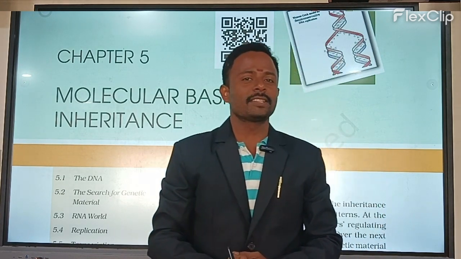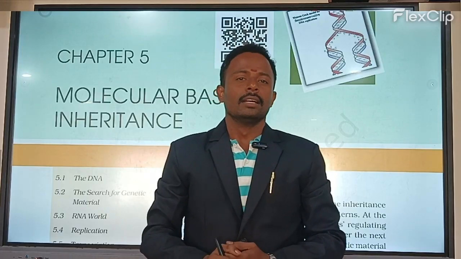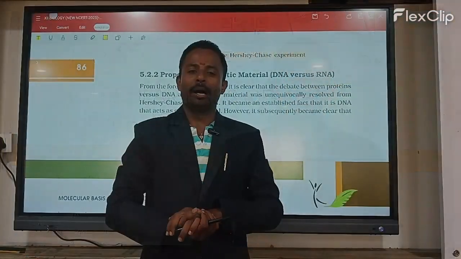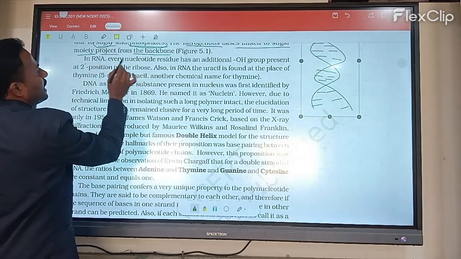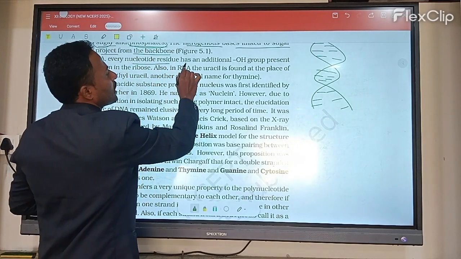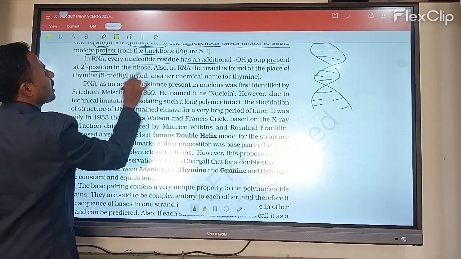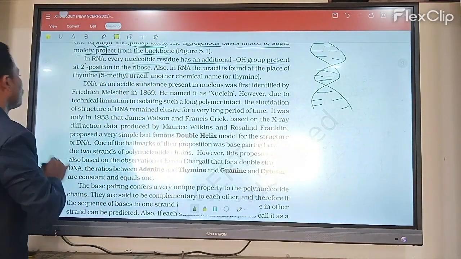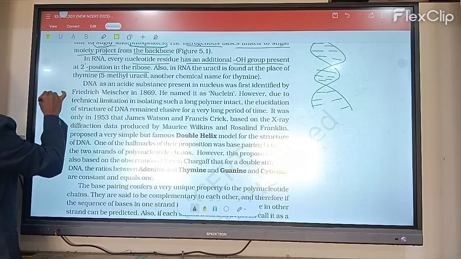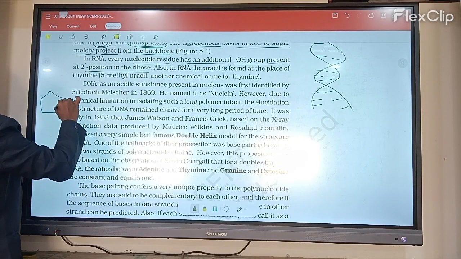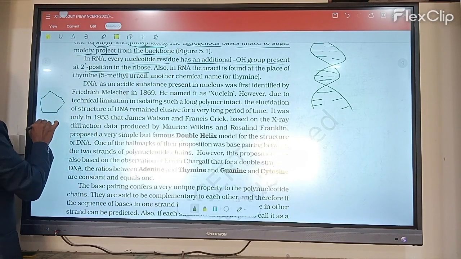For the section to discuss NCERT Class 12, the molecular basis of inheritance, Part 2, RNA. It is very important that in the nucleotide residues of RNA, an OH group is present at the second position of the ribose. For example, when you take it in a ribose, it is a pentose sugar. Am I right? It is a pentose sugar.